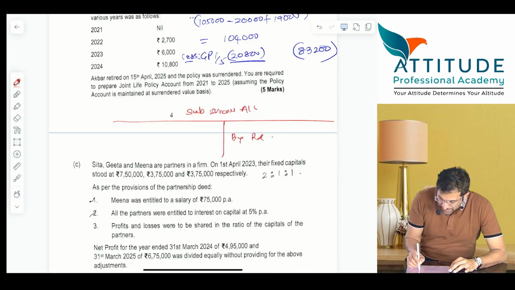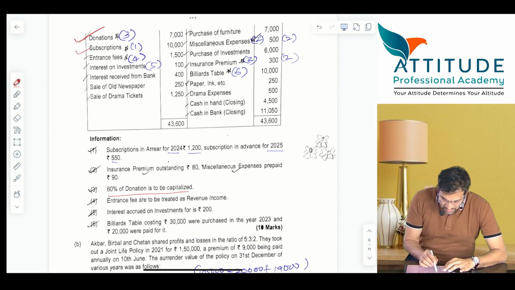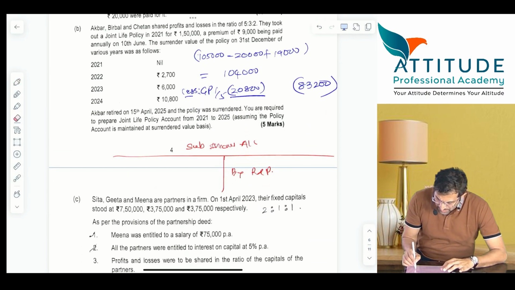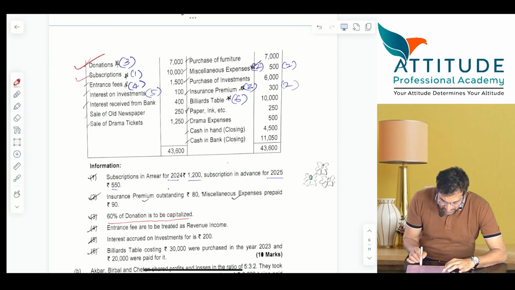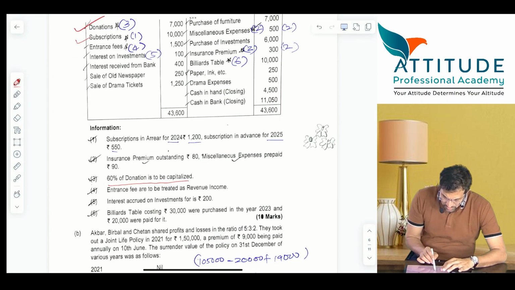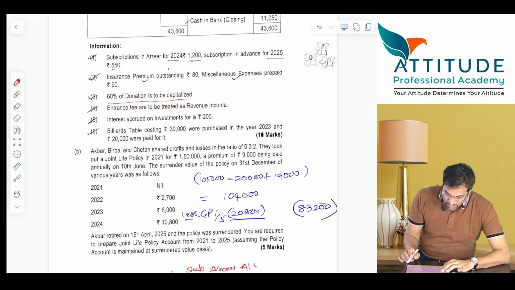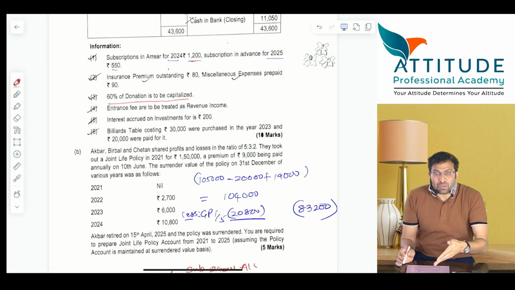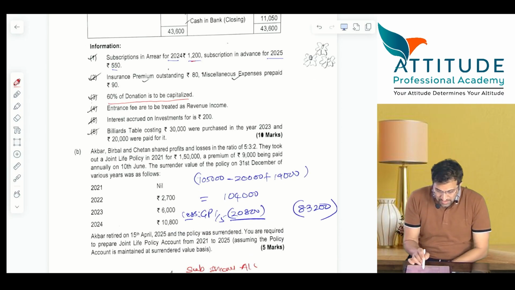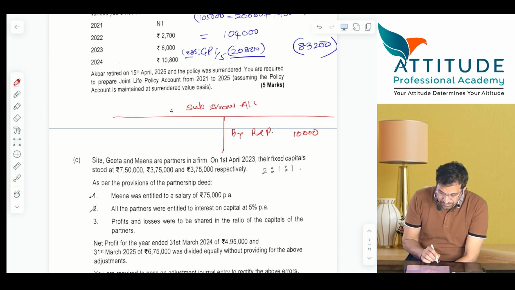By receipts and payments, received 10,000, correct? Write 10,000 here. Then what is the adjustment number? Adjustment number 1 is here. See, subscription arrears means outstanding subscription, how much, 2024. It means current year outstanding. 2024 is the current year. Are you understood or no? So outstanding subscription.